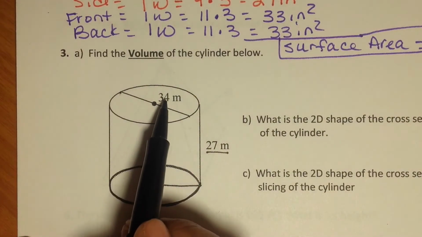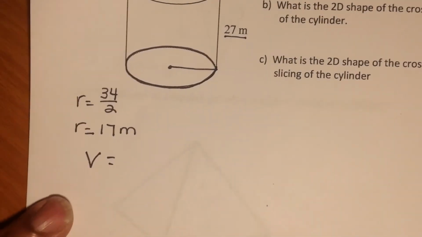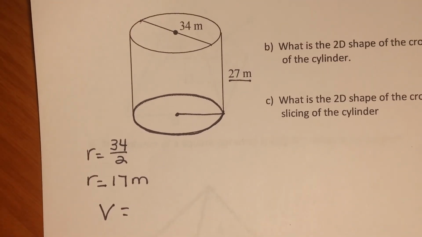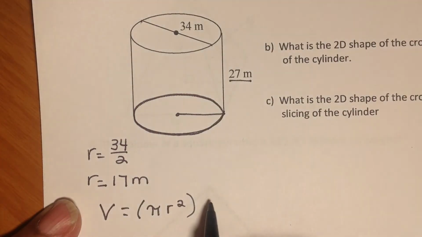So I'm going to take half of 34. So the radius is equal to half of 34. So the radius is equal to 17 meters. Those are my units. Right? So to find the volume of my cylinder, and I'll just hold this up a little bit. Okay. To find the volume of my cylinder, I'm going to say the area of my base, which is a circle, so pi times radius squared, times the height, which is 27.